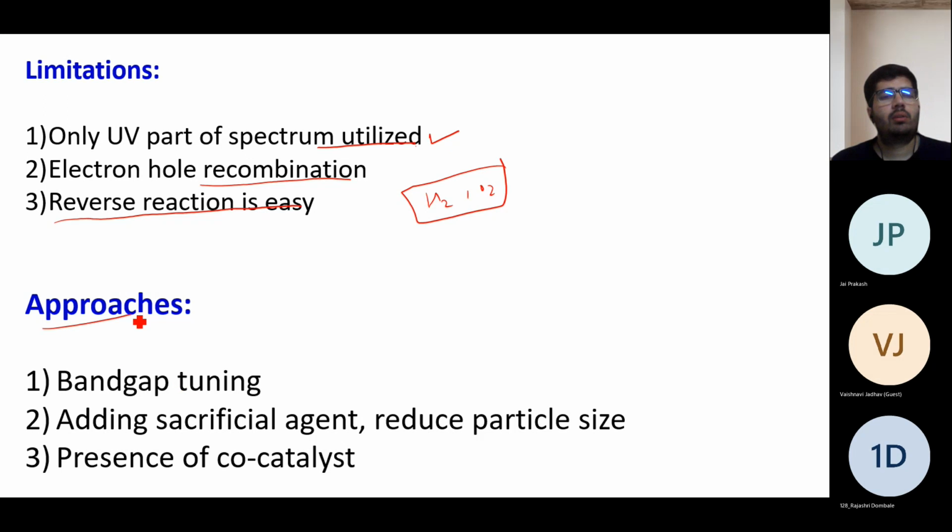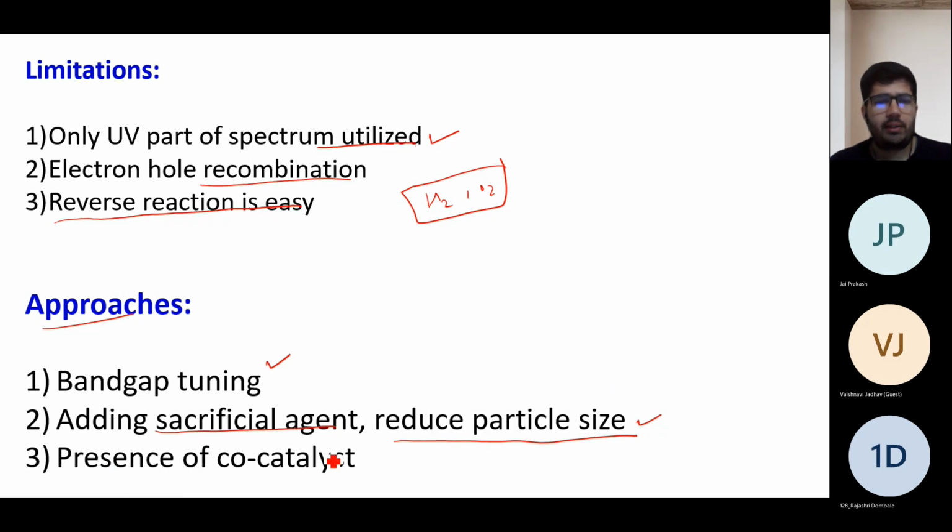So what are the approaches to remove these limitations? We can do band gap tuning, which means we can tune the band gap values so that the maximum of solar radiation can be utilized for the photochemical reactions. We can add some sacrificial agent, which will reduce the recombination effect, and we can reduce the particle size. If we reduce the particle size, it will increase the reaction rate and decrease the recombination.